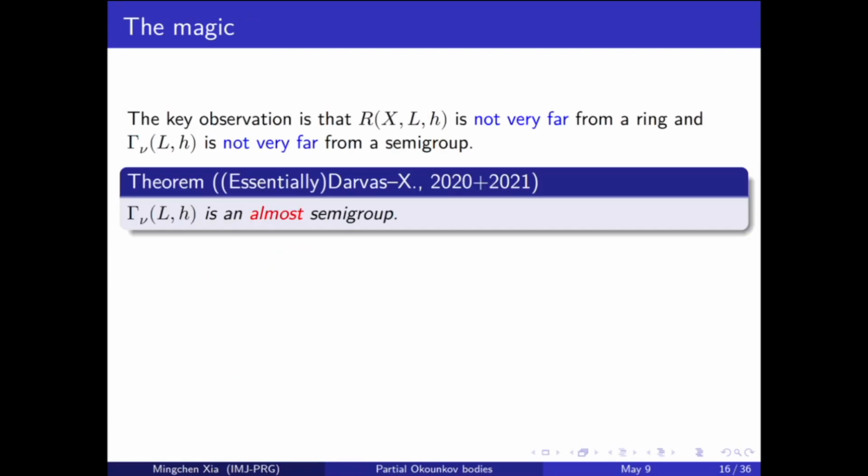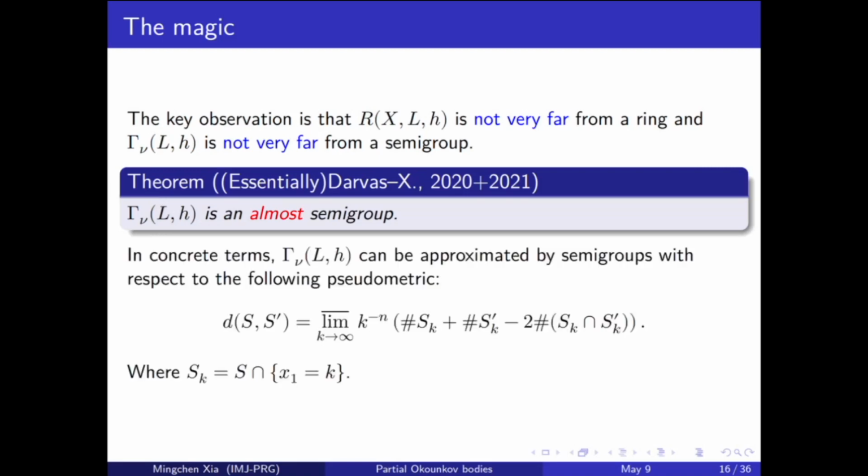So here are the magics, some very useful observations. The key observation is that although our R(X, L, H) is not a ring, it is not very far away from a ring. And similarly, our gamma_nu(L, H), although it is not a semigroup, is not very far away from a semigroup. The following theorem is essentially contained in my two joint papers with Tamas Darvas, and it says that gamma_nu(L, H) is an almost semigroup.